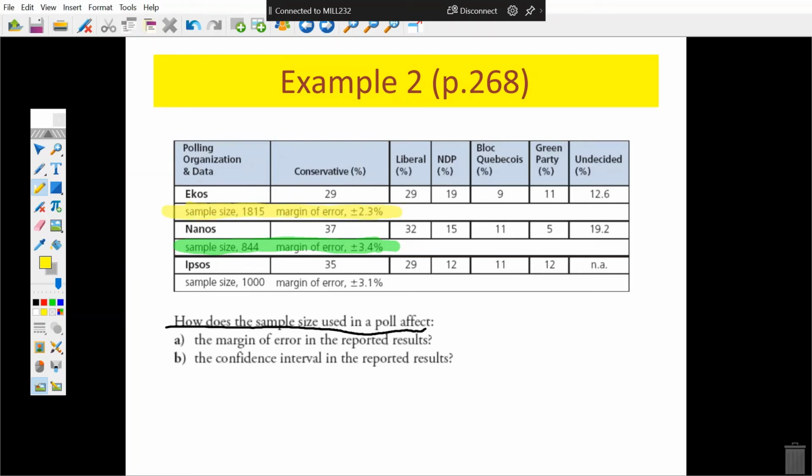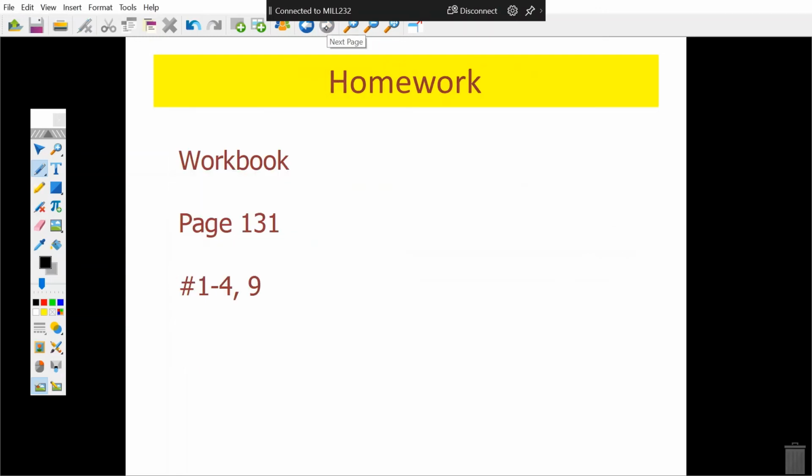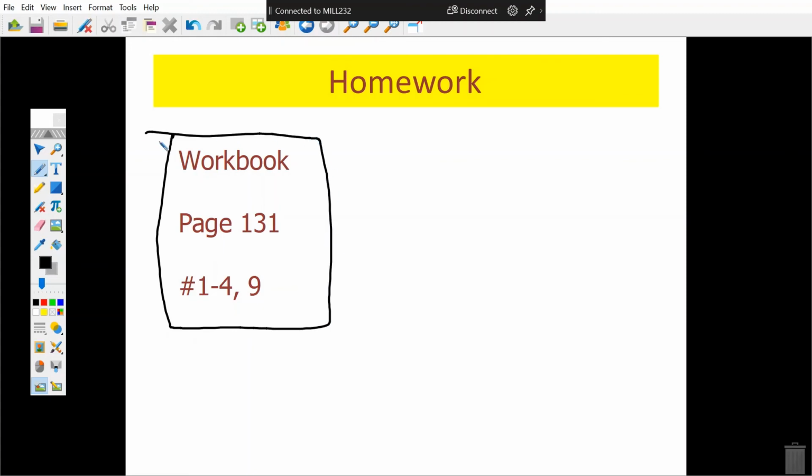So the more people you can get information from, the less likely you've got errors in your findings. You might have done a little bit of this in grade 9 math. You can remember back to that. But just know that as the sample size grows, the margin of error shrinks, okay? That brings us to the end of the section. As I mentioned, this is a pretty easy one.